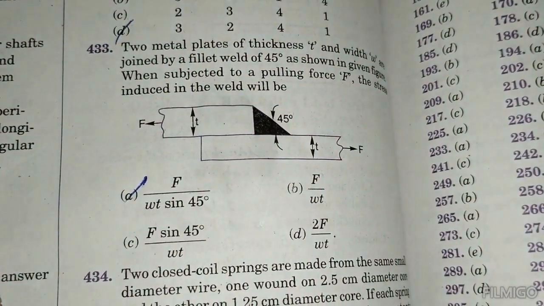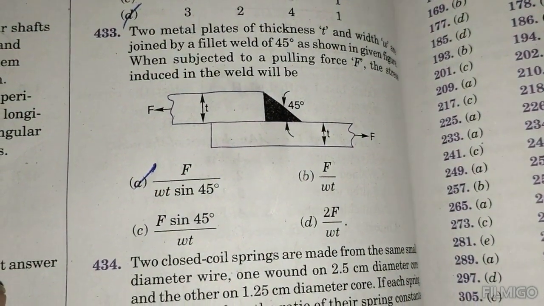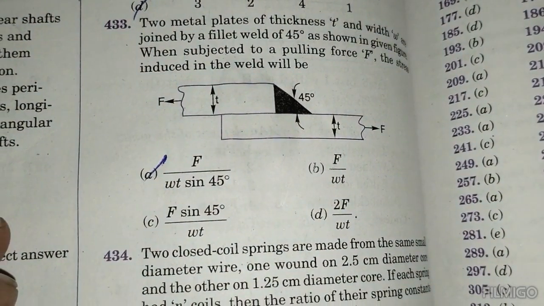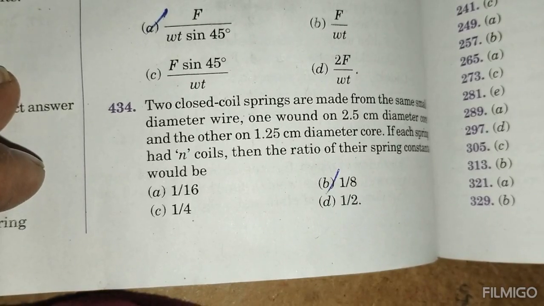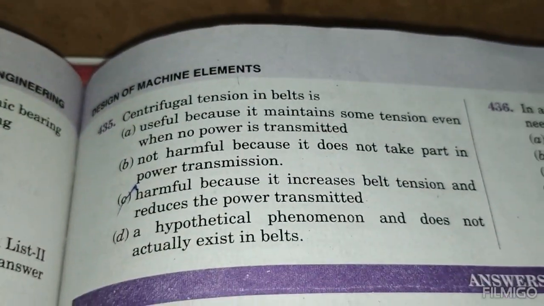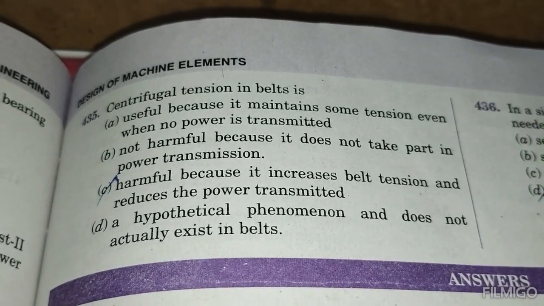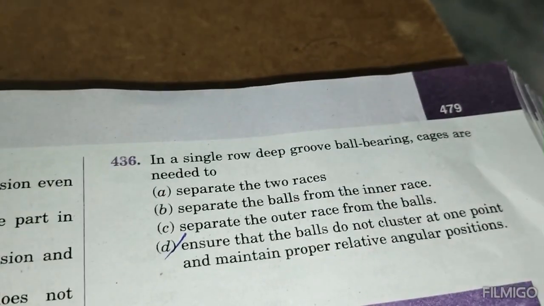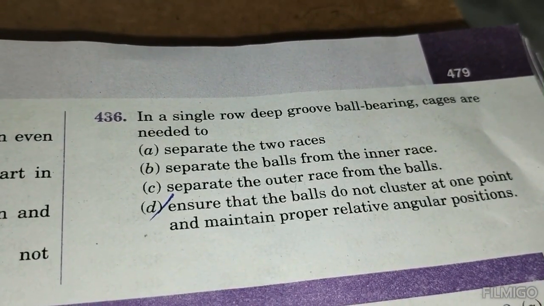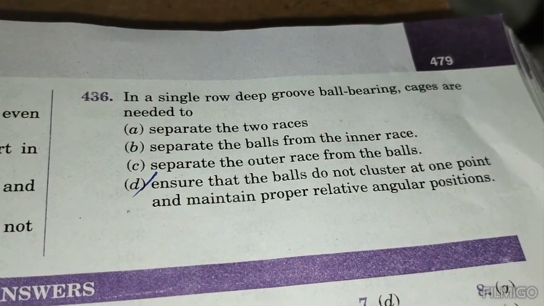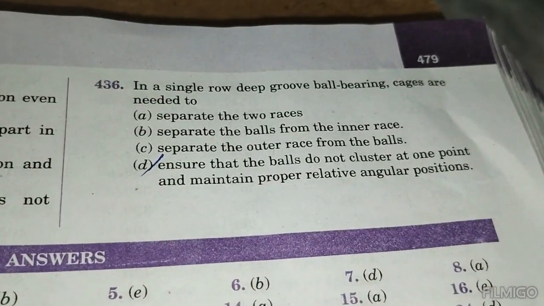Two metal plates of thickness t at 45 degrees with W pulling force: stress induced in the weld is F by W T sin 45. Centrifugal tension in belts is harmful because it increases belt tension and reduces the power transmitted. In a single row deep groove ball bearing, cages are needed to ensure that the balls do not cluster at one point and maintain proper relative angular position. Thank you.